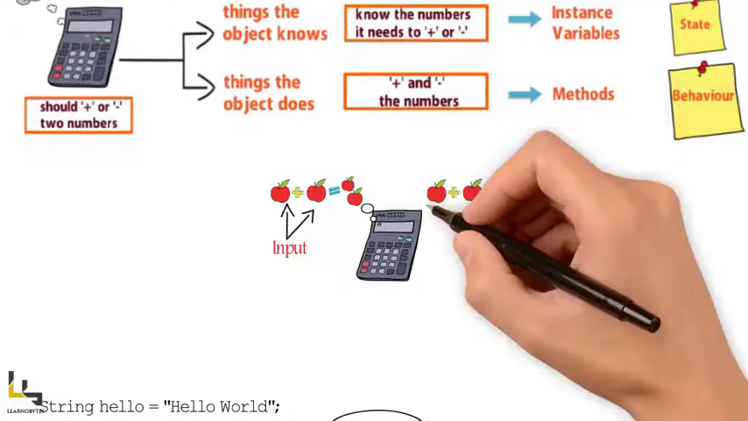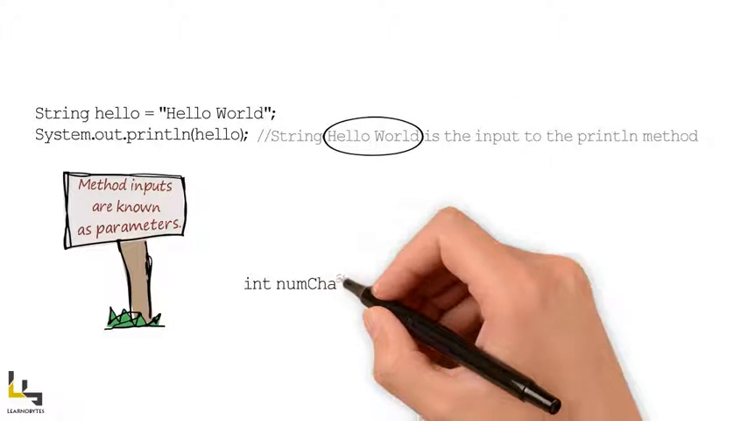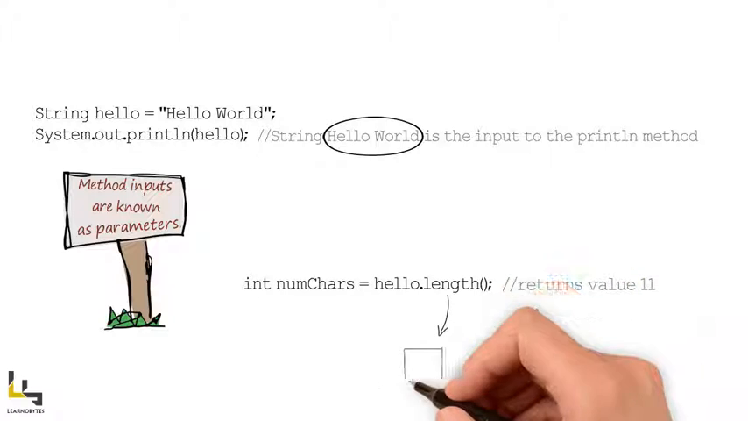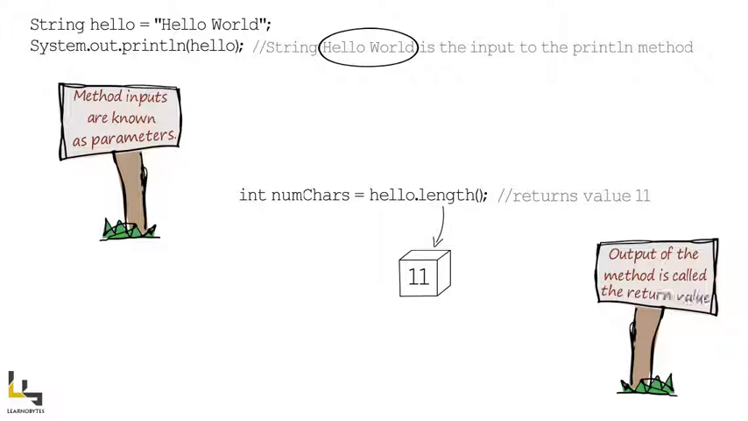Methods can also produce output. For example, we can get the length of a string using the length method of the string object. The output of the method is called the return value, and the type of value it returns is called the return type of the method.